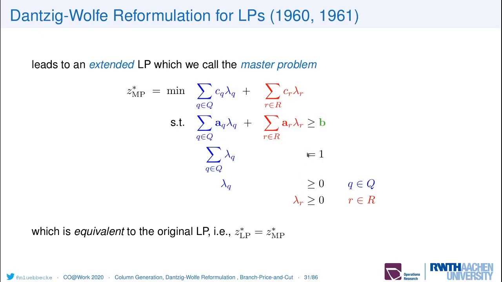I have the convexity constraint. I have the old complicating constraints, but now expressed in the new variables. And I have the old objective function, but now expressed in the new variables. Okay, this has many variables because there are many extreme rays and extreme points. But because this is an equivalent reformulation, this has the same objective function value as the original LP where we started from.